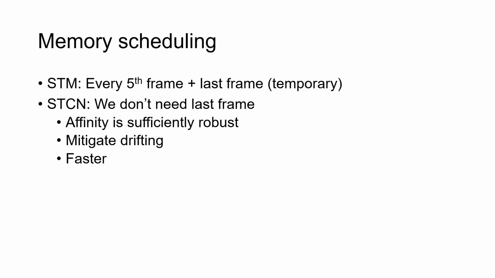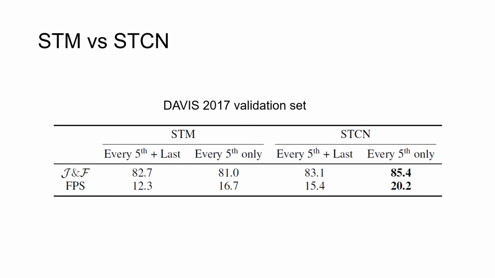We find that a more efficient memory scheduling can be used for STCN. Namely, we no longer need the immediate last frame as a temporary memory. This mitigates drifting and makes STCN much faster. Here are the quantitative results on the DAVIS validation set. Our models perform the best and are the fastest.